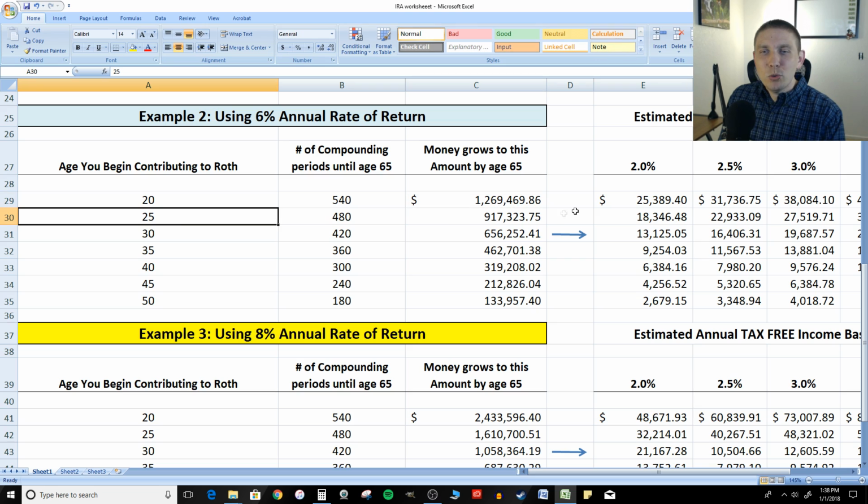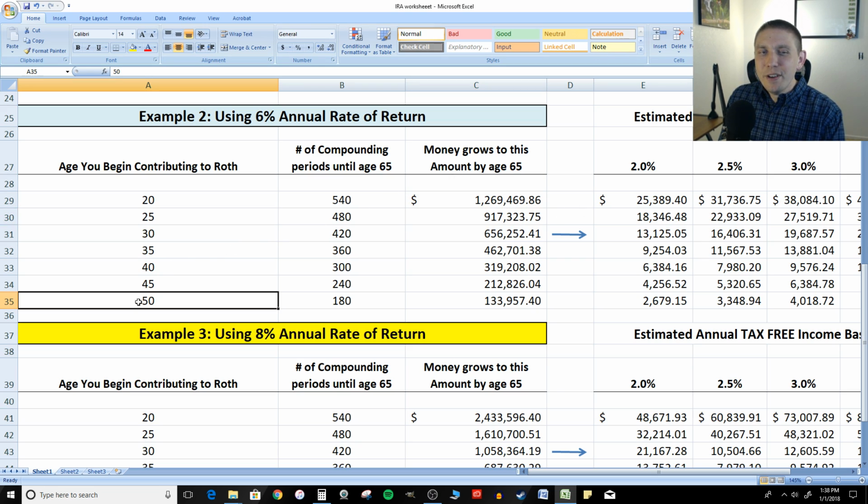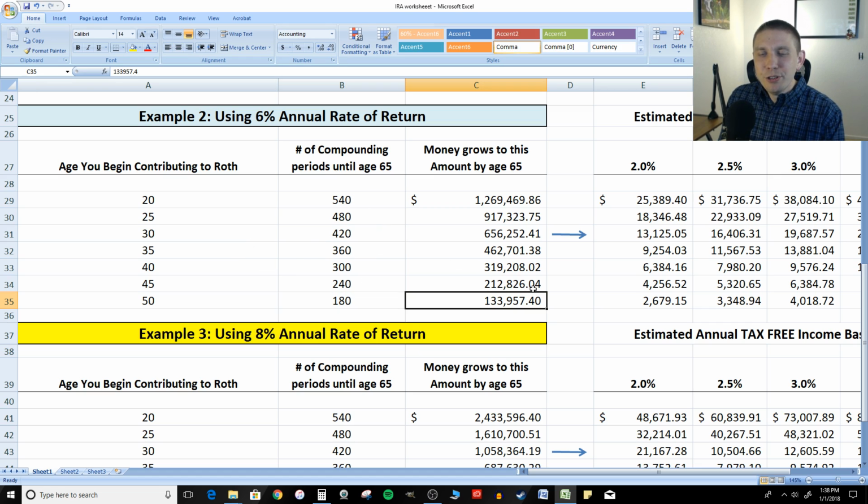Now, if you start at 25, you're going to have $917,000. But if you wait to start until you're 50, which is only about 15 years of compounding periods, it's only $133,000. So it's very insignificant. It's still better than nothing, don't get me wrong, but time will cost you a lot of compounding interest that you could have potentially earned. So that's what you have with a 6%.